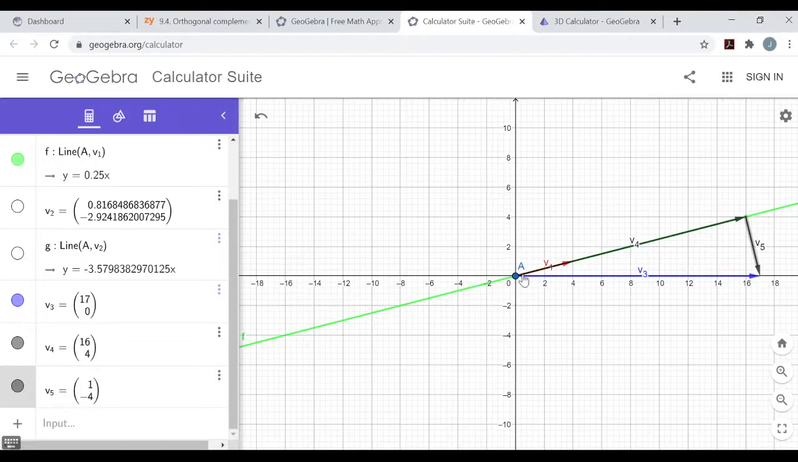Right? It's being orthogonally decomposed into a vector from the null space plus a vector from the row space, right? And those are orthogonal, the sum of two orthogonal vectors, 16, 4, and 1, negative 4. Beautiful.